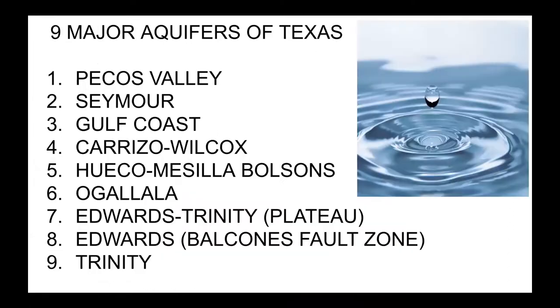All right, so these are the 9 major aquifers of Texas. I believe that you're required to know them. The Pecos Valley, the Seymour, the Gulf Coast, the Carrizo-Wilcox, the Hueco-Mesilla-Bolsons, and then we get to the Ogallala. The Ogallala serves 8 states, not just Texas. It serves Wyoming and South Dakota. It serves Colorado, Nebraska, and Kansas. It serves Oklahoma, New Mexico, and Texas.